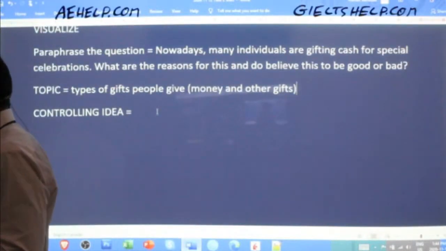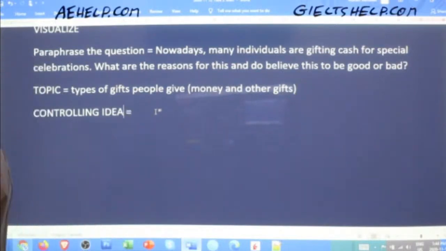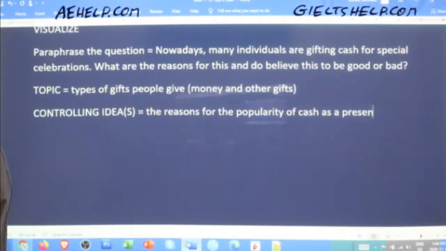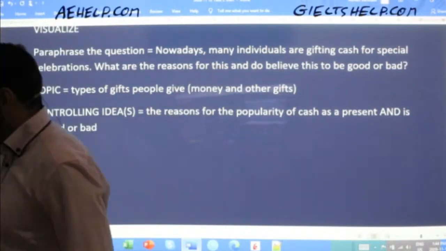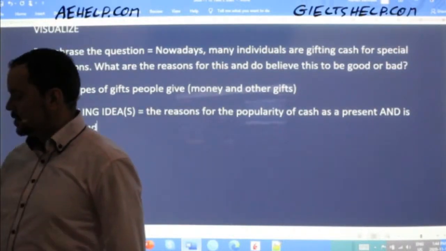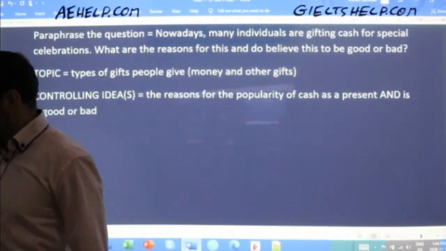Okay, so it's kind of 2 controlling ideas here. So here it's controlling ideas that we have to identify. So the reasons for the popularity of cash as a present, and is it good or bad? Okay, so good. Okay, fine.